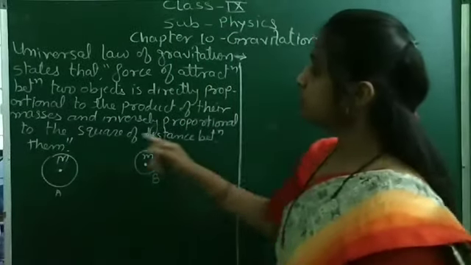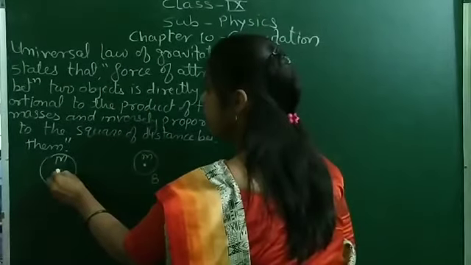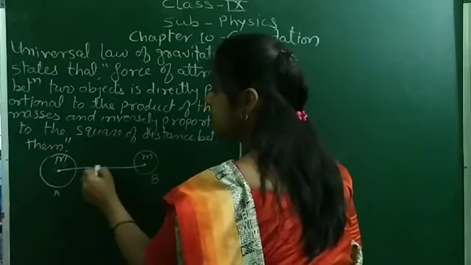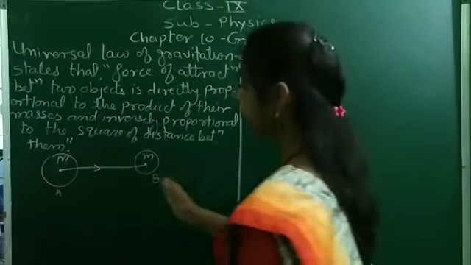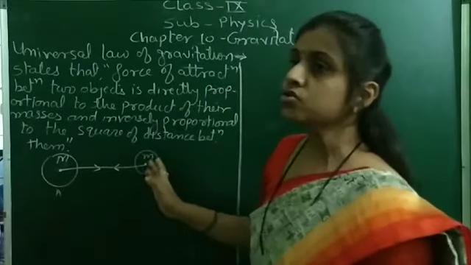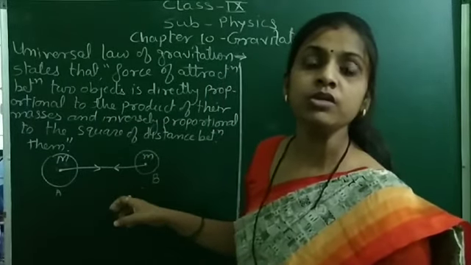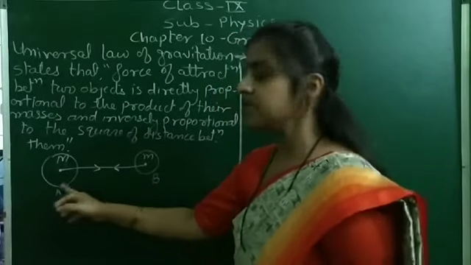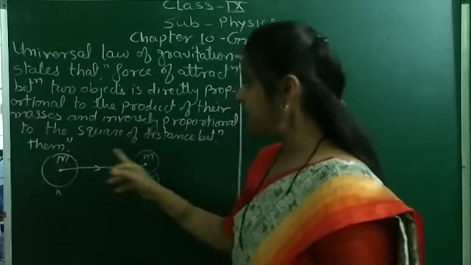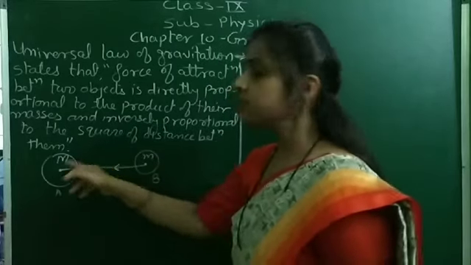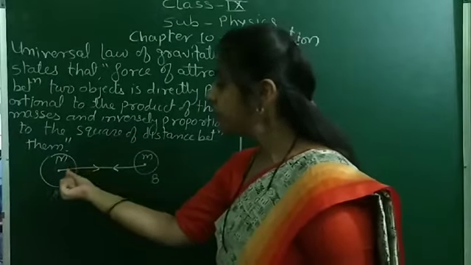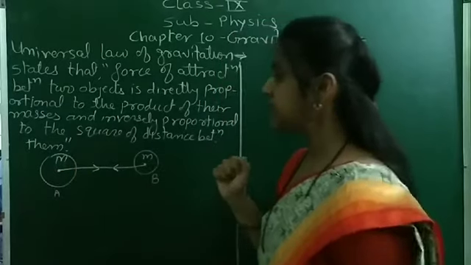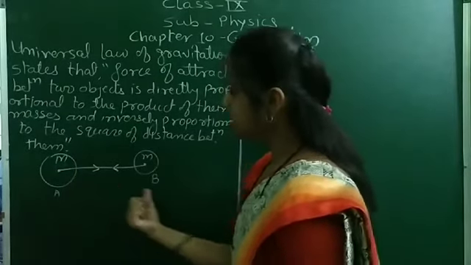Now what is the force of attraction? This force always acts along the line joining the centers. Object A exerts a force on B, and at the same time B also exerts a force on A. All objects in the universe exert force on each other. So if we consider the two objects A and B having mass capital M and small m, they exert force on each other along the direction of their centers.